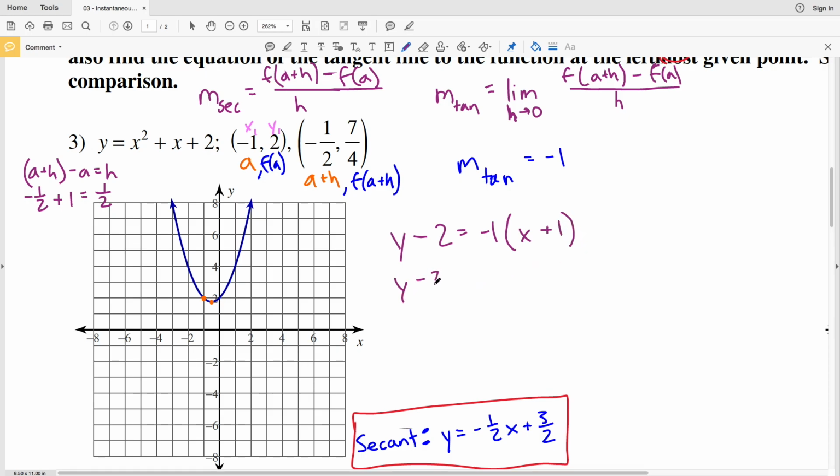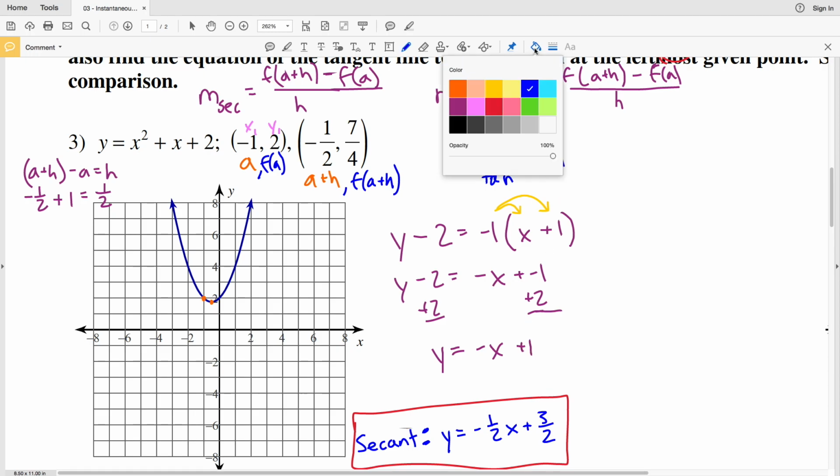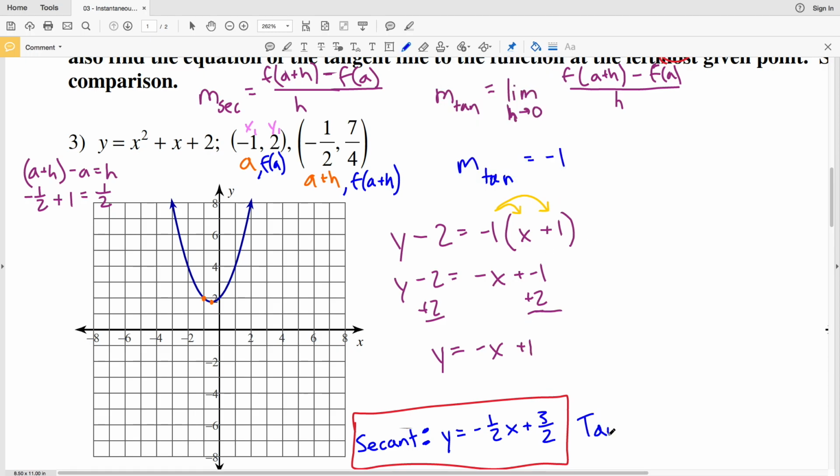So I'll have y minus 2 equal, distributing my negative 1 to the x and 1, that's going to be negative x plus a negative 1. Now all I need to do is add 2 to both sides and simplify in order to isolate my y. So y equals negative x plus 1. So the equation for my tangent line is y equals negative x plus 1.